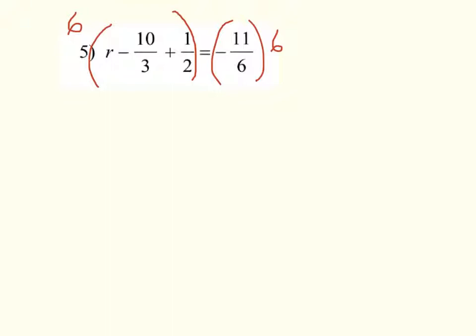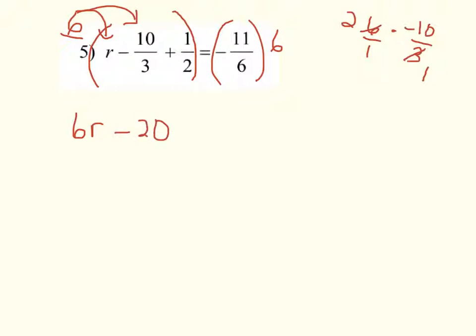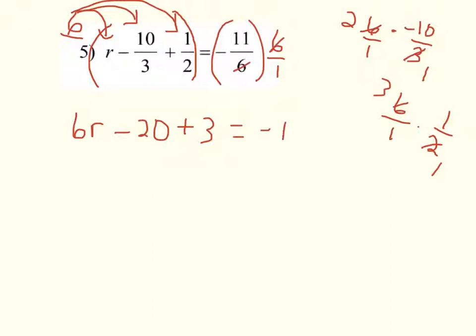So on the left, I have 6 times r. 6 times r is 6r. Then I do 6 times a negative 10/3. So I'll do that over here, times a negative 10/3. Put this over 1. I cross cancel, and I get negative 20. So minus 20. And then I do 6 times a positive 1/2. 6 over 1 times a positive 1/2, and I get 3. Bring down my equal sign. Then I'm going to multiply a negative 11/6 times 6 over 1, and I get a negative 11.